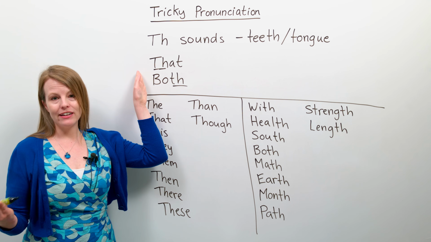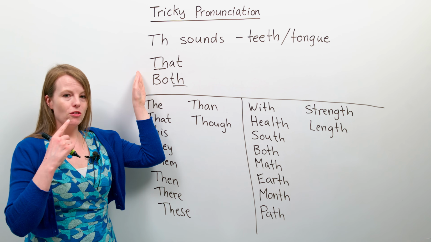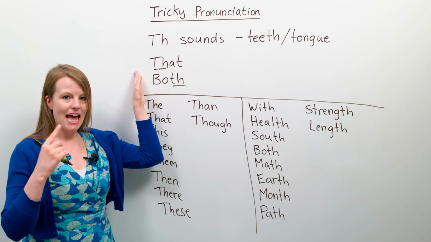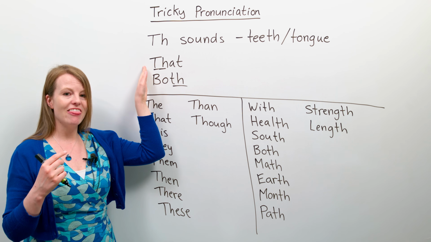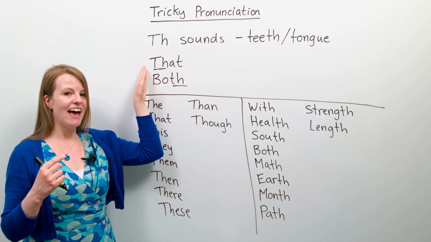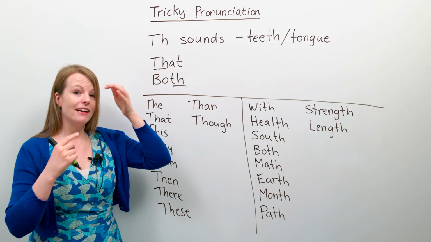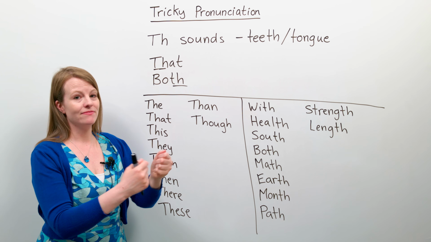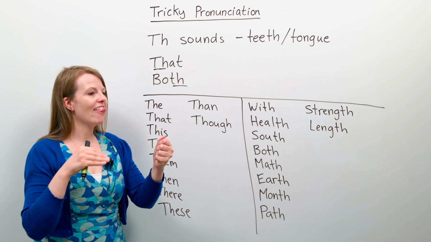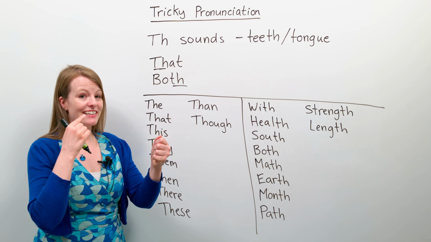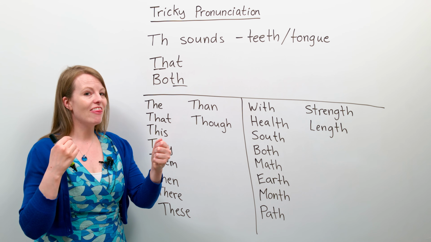So let's look at two examples. Look at what my tongue and my teeth are doing when I pronounce this word. That. So I recommend you have a mirror. Make sure you see your tongue. Stick out your tongue. And make sure that it touches the top teeth. That.